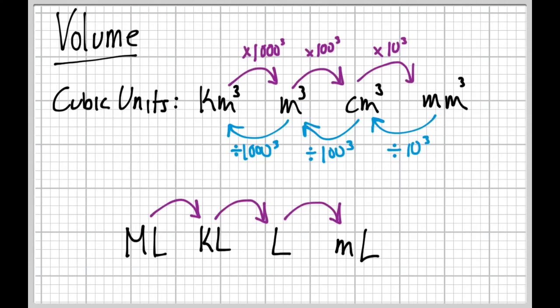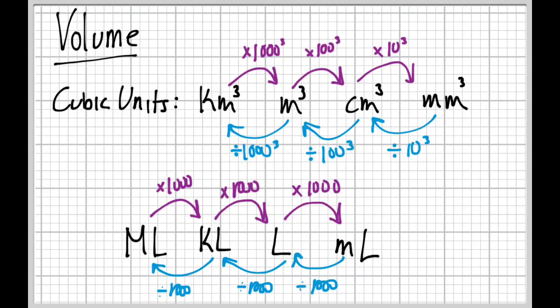Going that way, from the big one to the smaller one, we're going to multiply. And the nice thing about these is each one is 1,000. So from megaliters to kiloliters, multiply by 1,000. From kiloliters to liters, multiply by 1,000. And liters to milliliters, multiply by 1,000. So pretty easy to remember. And of course, going back the other way, we just divide by 1,000 each time.